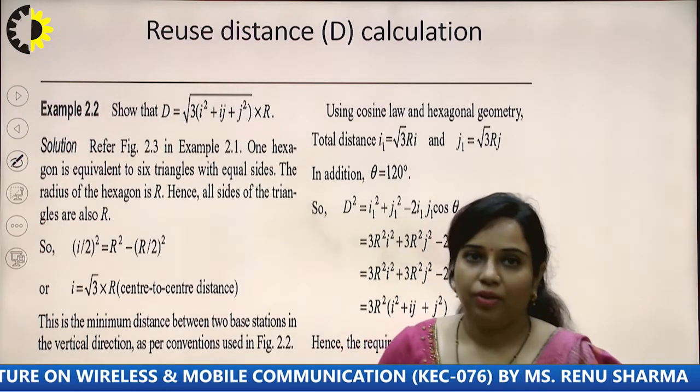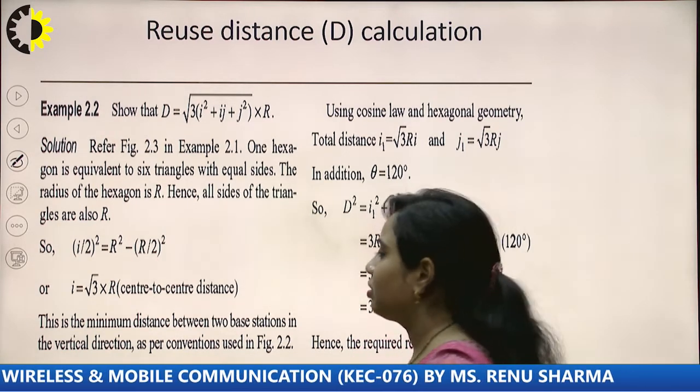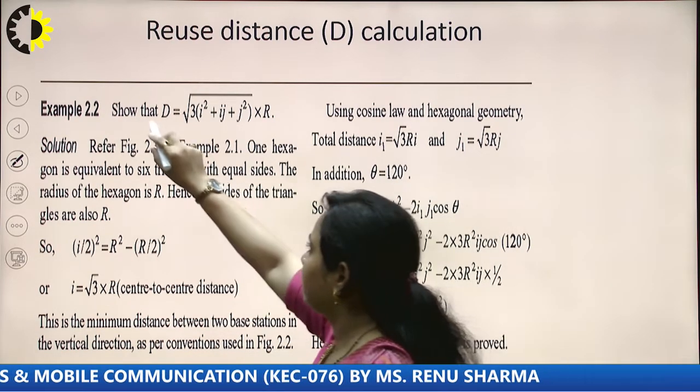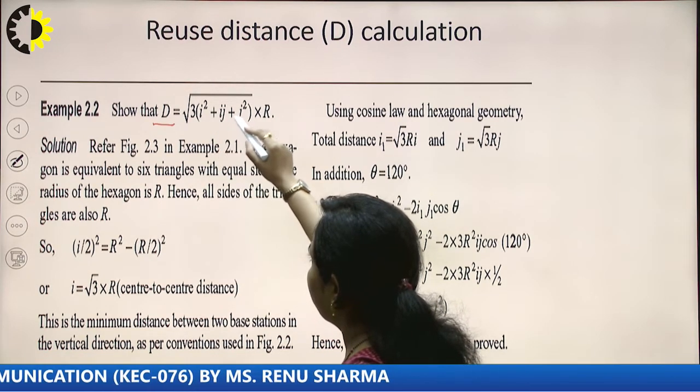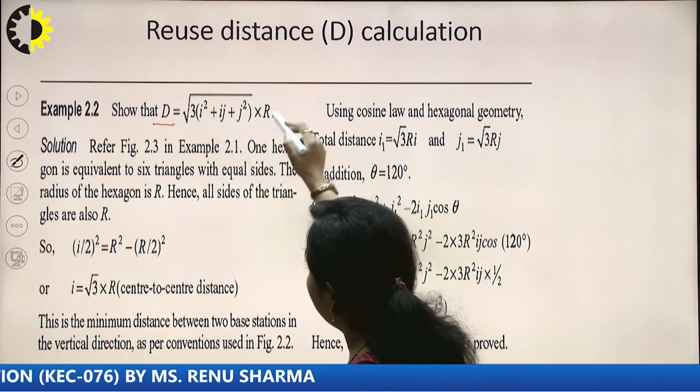Now next is the reuse distance calculation. This is a formula to calculate capital D, and we have to show that D is equals to under root 3 into N into R, where N is I square plus J square plus IJ.